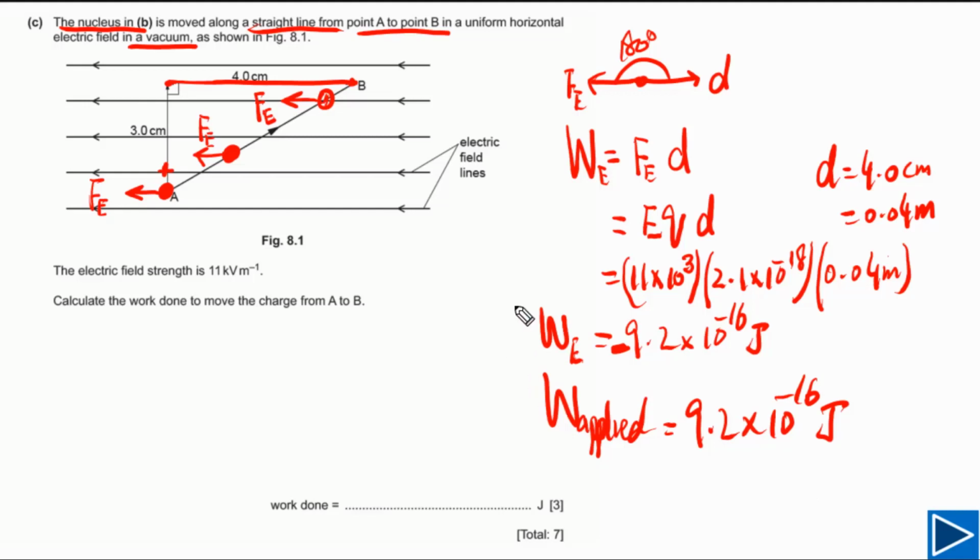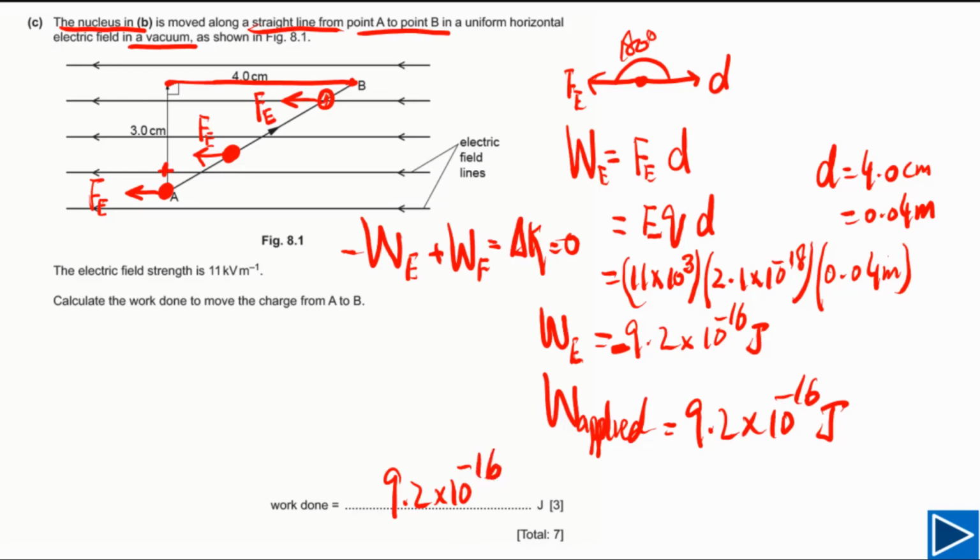Why are these two works equal? Because in this case there is no change in kinetic energy. So the work done by electric force is negative, and the work done by the applied force, I can simply say by force F, is positive, and that is equal to the change in kinetic energy. Because there is no change in kinetic energy, it means these two works are equal. So our final answer will be 9.2 times 10 to the negative 16 joules.